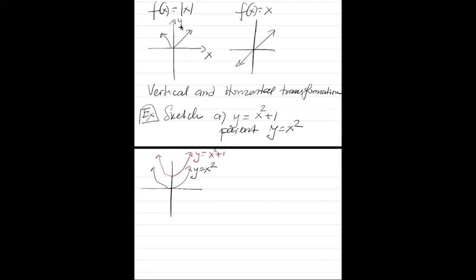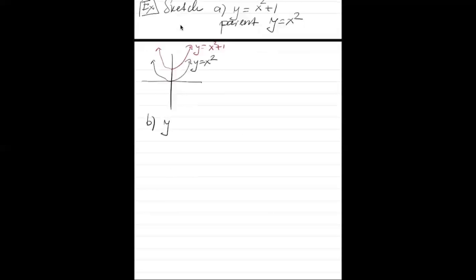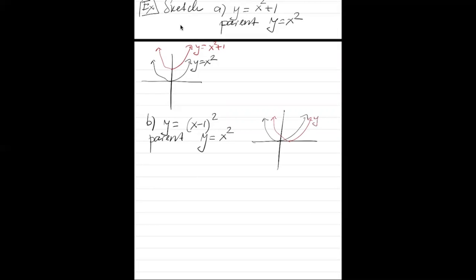B, let's sketch y equals x minus 1 squared. Again, the parent function is still x squared, and I know what the graph looks like. My function will be 1 unit to the right. So here, the red graph is x minus 1 squared, 1 unit to the right. You can check this by mentally plugging in that point, 1, 0. If x is 1, plug it in, y is 0.